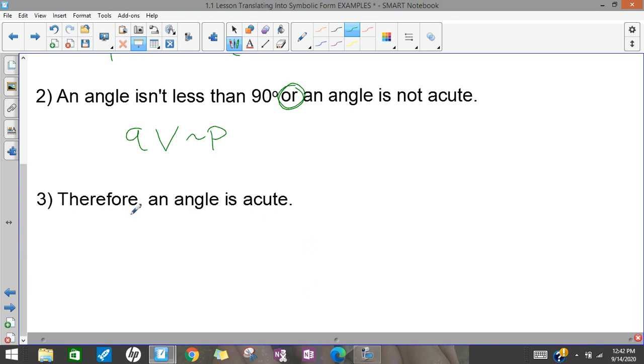And we'll just do this one together. Therefore, that's going to be those three dots that look like a triangle. An angle is acute. That is P.